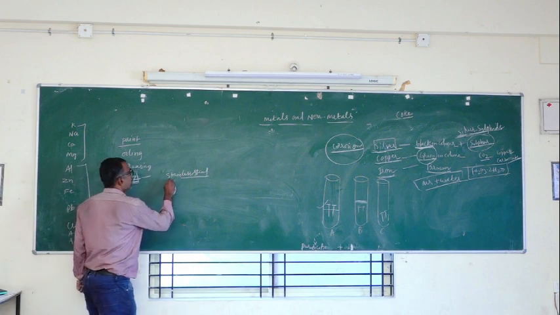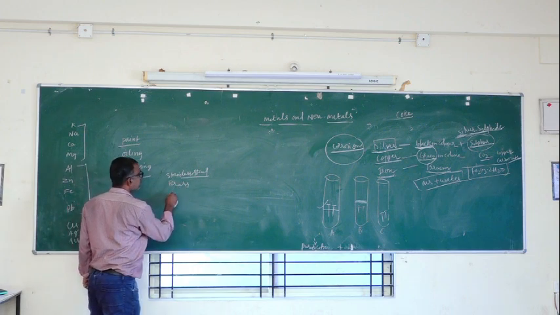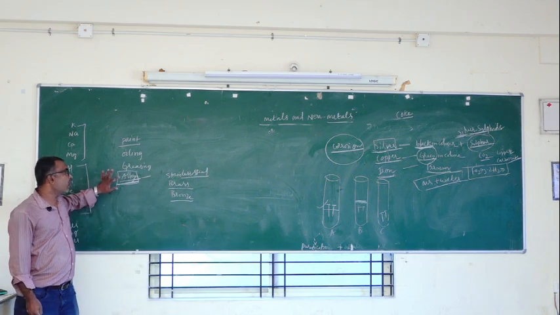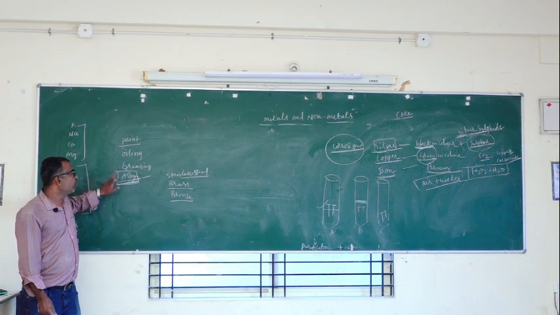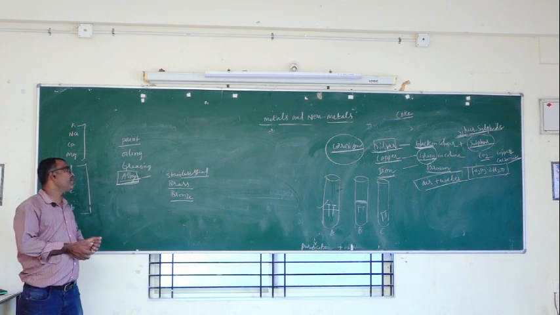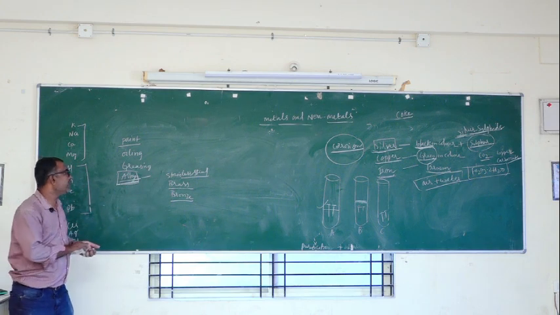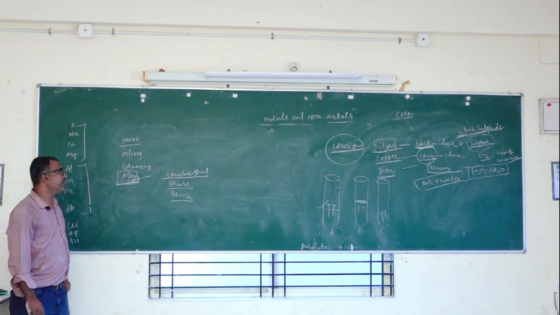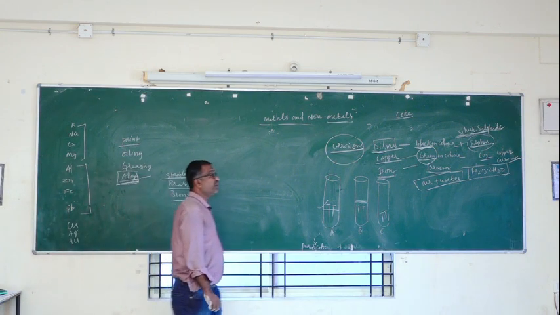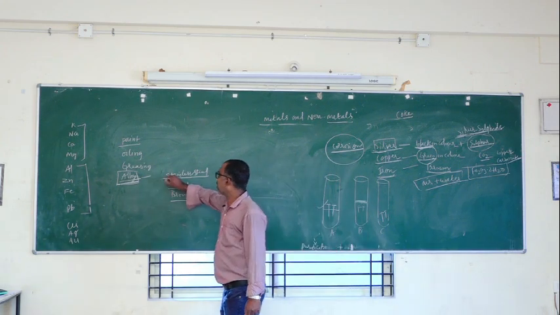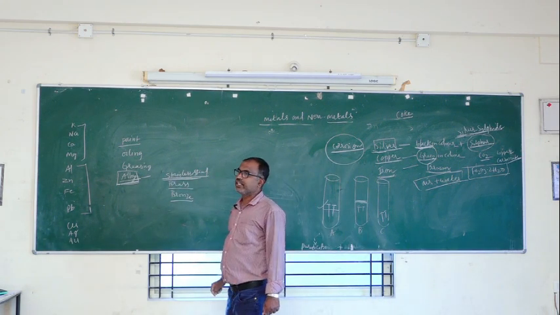Then brass, bronze. So these are all examples of alloys. So alloy means a homogeneous mixture of two or more metals, a metal with a metal or a metal with a non-metal. For example, stainless steel. Generally, we use stainless steel for utensils, and surgical instruments are all made of stainless steel.